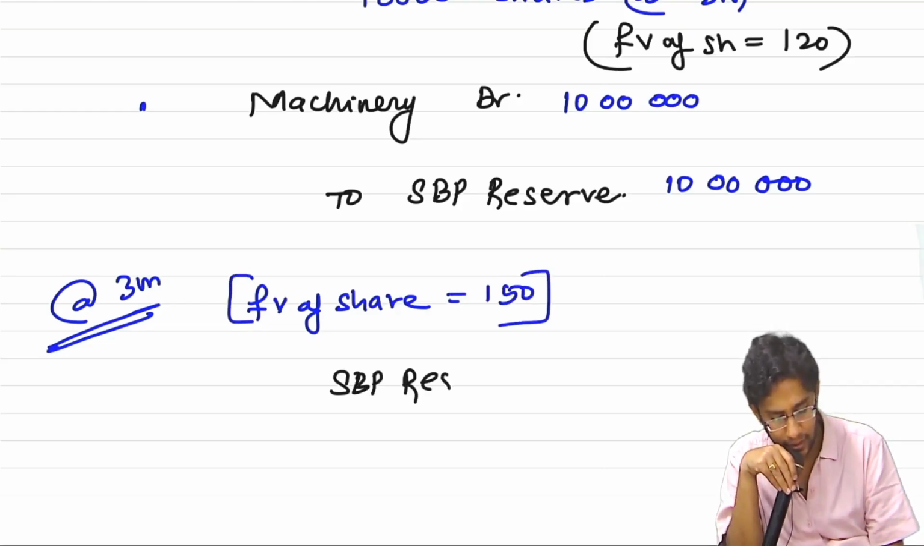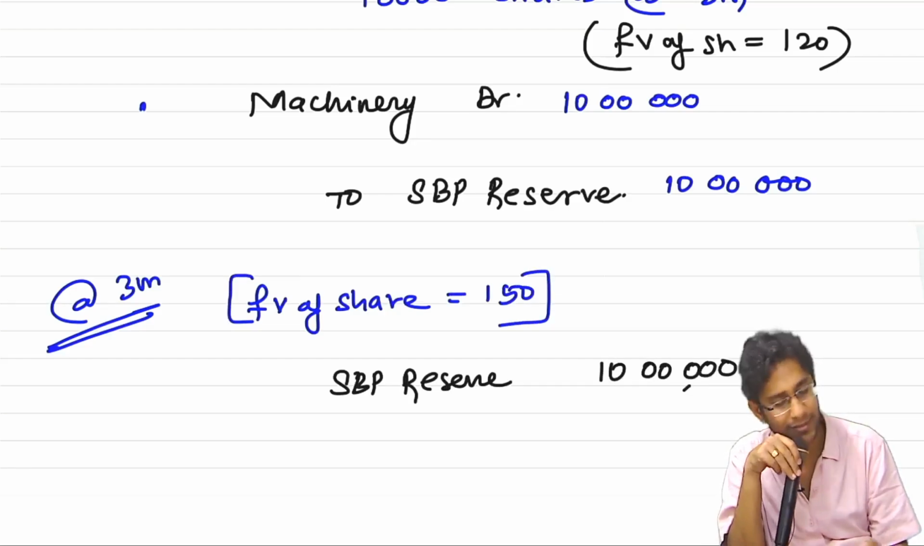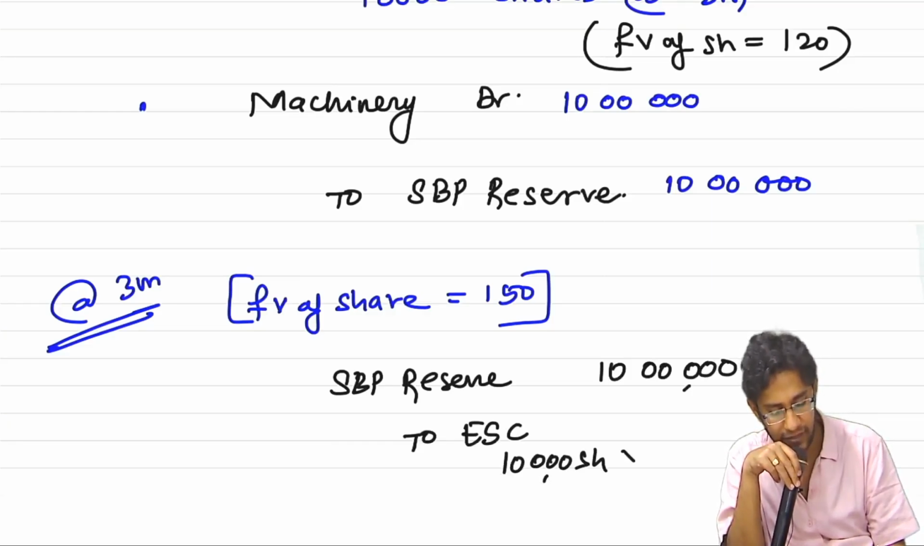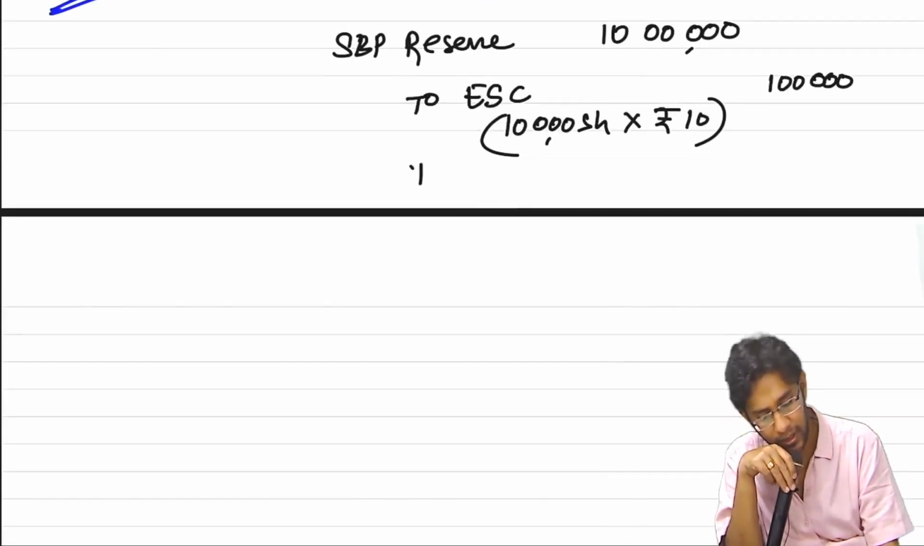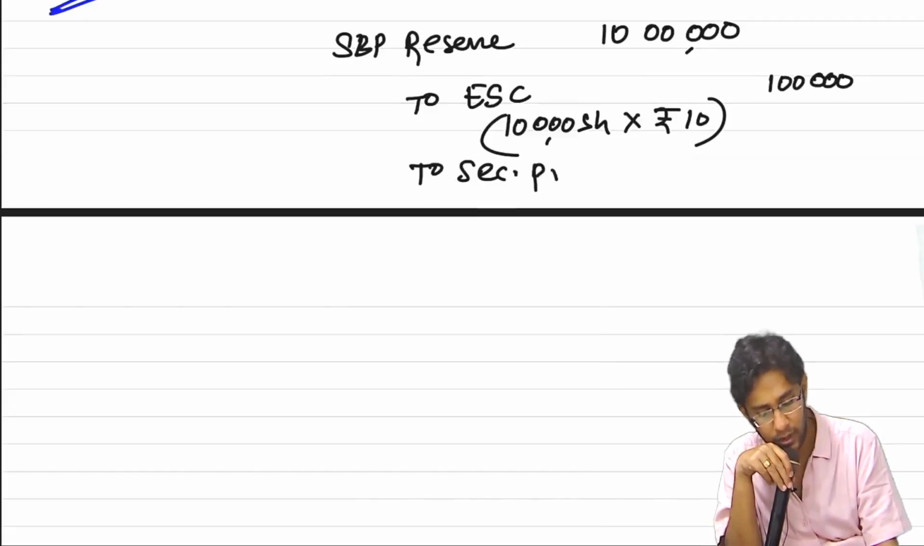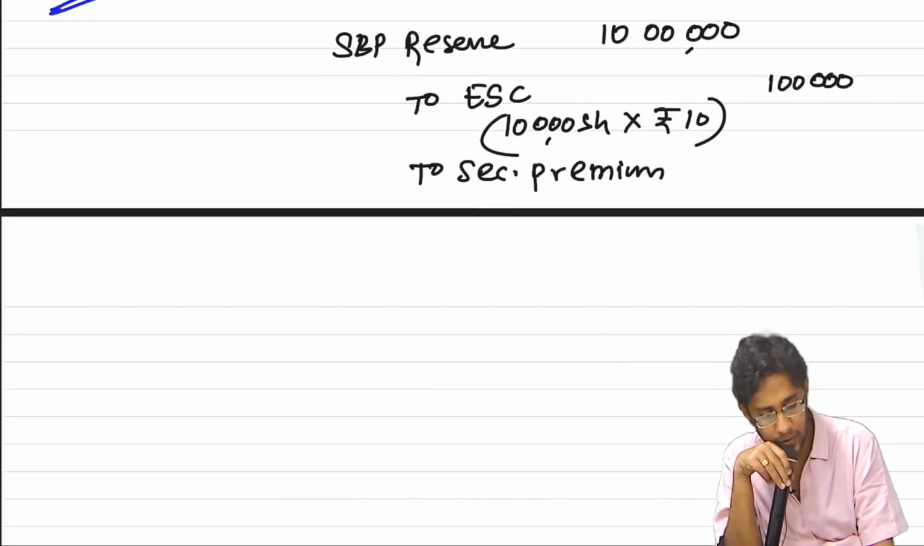I have to cancel my SBP reserve. SBP reserve is already appearing in my books, 10 lakhs. Cancel that. Out of that, issue equity share capital. How many shares? 10,000 shares, face value 10 rupees only. So that is 1 lakh. The remainder amount, take it to securities premium as the balancing figure.